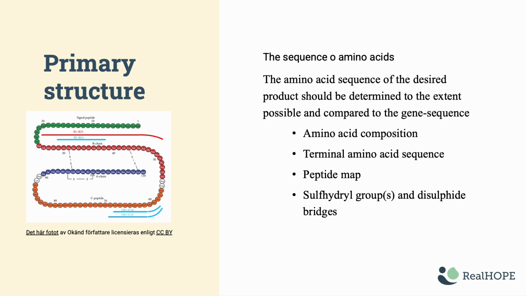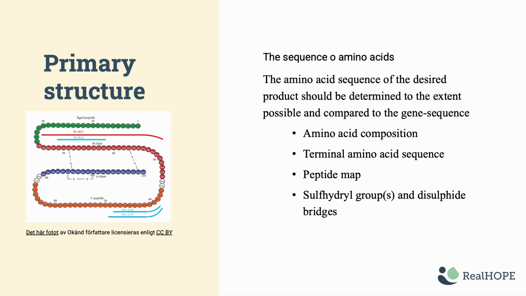Terminal amino acid sequence. Here the amino acids at the ends of the protein chain are determined. By determining the terminal amino acid sequence, we can gain insights into post-translational modifications or processing events that might have occurred. Peptide map. This involves cleaving the protein into smaller fragments using proteolytic enzymes. The resulting fragments, or peptides, can be separated and analyzed to create a map of their positions within the protein sequence. This information helps in identifying potential domains or regions of interest within the protein.